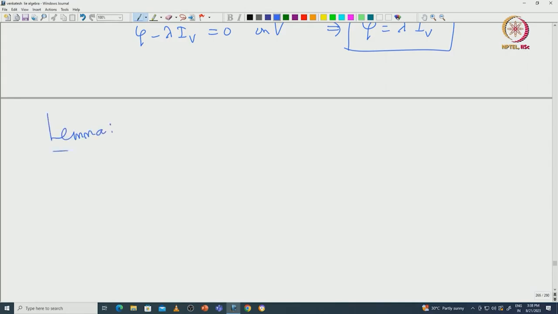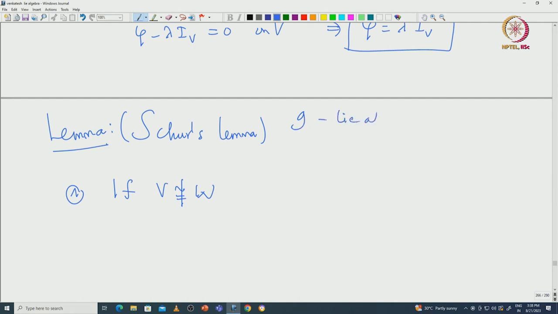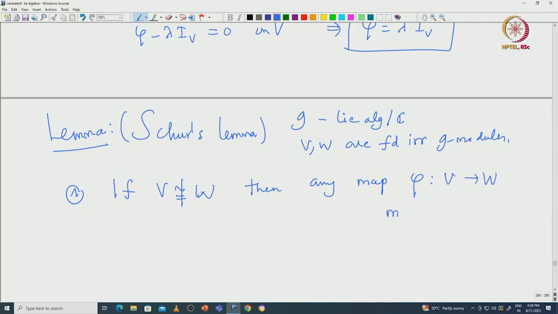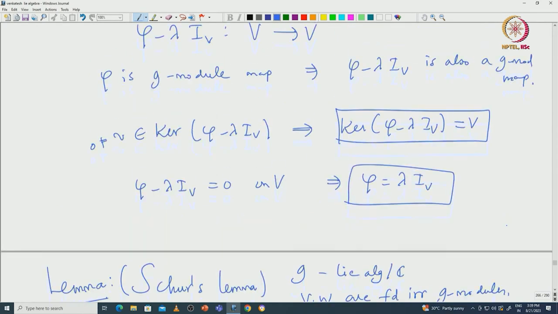So what is Schur's lemma? Let me state it. Schur's lemma, the very first statement: if V is not isomorphic to W, so again everything is as before, G is a Lie algebra and V and W are finite dimensional irreducible G modules. These are all given data. If V is not isomorphic to W, then any map phi from V to W must be the trivial map. Okay, so that is what we proved.